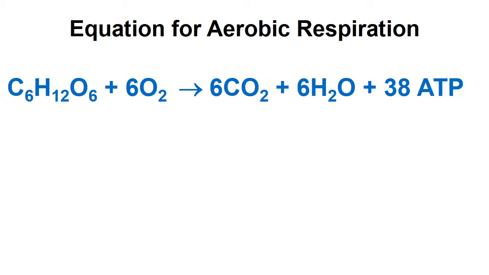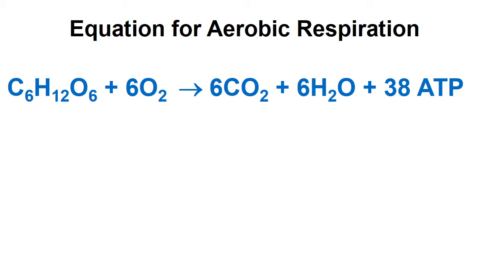The first thing you see on the left, the reactants, is C6H12O6. Recall that is glucose, a sugar or carbohydrate, plus 6O2. O2 is oxygen. So what we're saying is what's put into the bacteria cell's body, so to speak, is food and oxygen. And what's given out, or the products, is 6 carbon dioxide, 6 water, and 38 ATP.